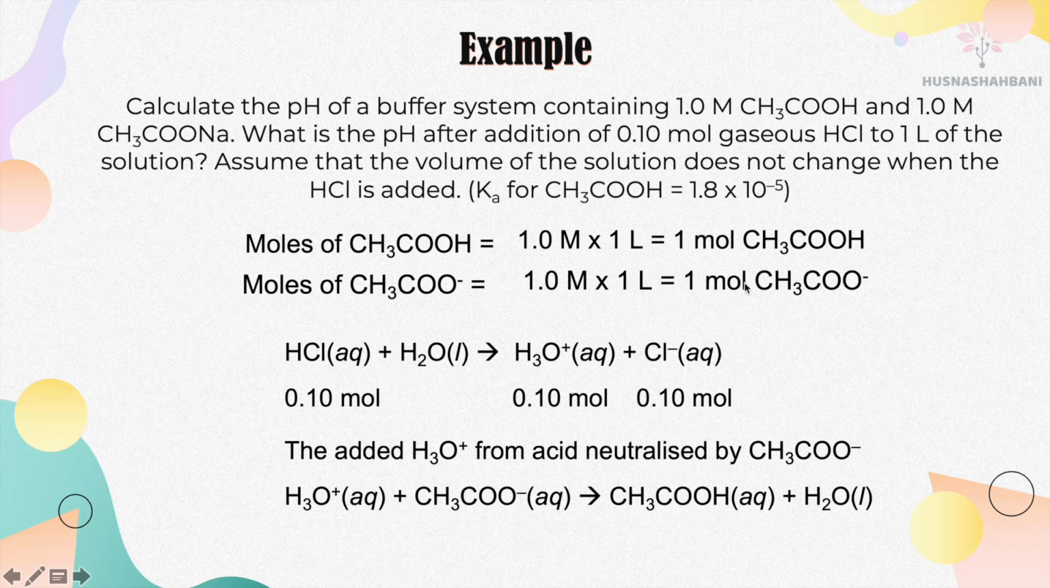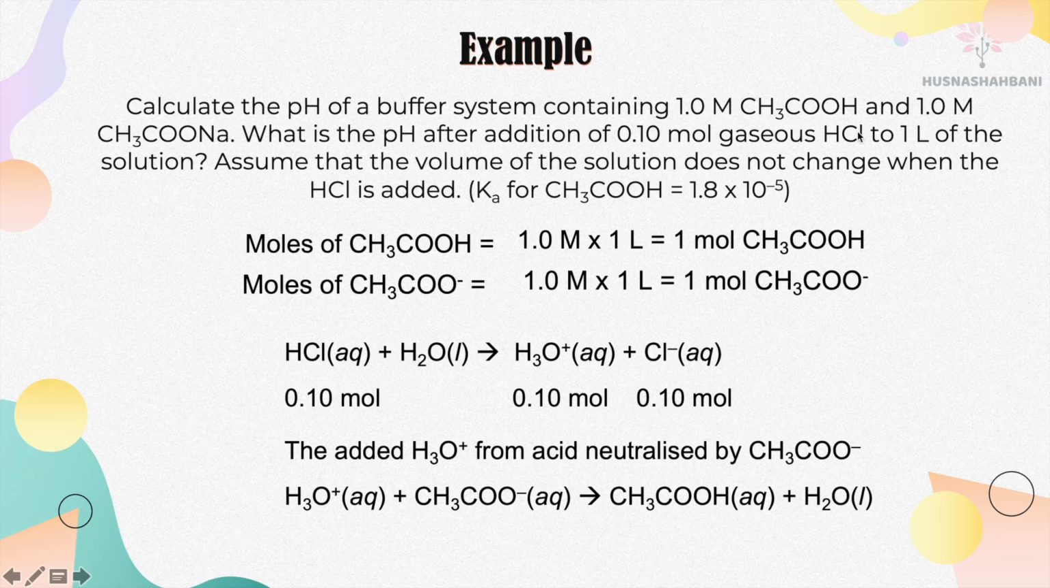So that's why you need to find out the number of mole of CH3COOH first and the number of mole of CH3COO minus. We have the concentration of both CH3COOH and CH3COO minus, the same as the concentration of the salt. So you times 1 liter to get the number of mole, and both are 1 mole for CH3COOH and CH3COO minus. Now, from here, the concentration is not given. We have the number of mole.